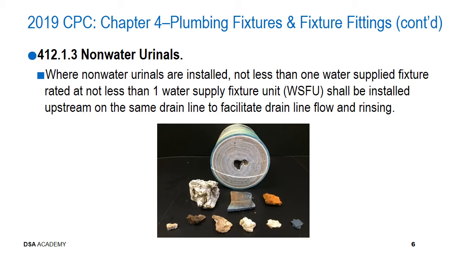So where non-water urinals are installed, it's required now that not less than one supplied fixture, rated at not less than one water supply fixture unit, is installed upstream of the line. And what this does is this actually makes sure that water is flowing out of the outlet of the non-water urinal. Now obviously that doesn't include the piping coming directly from the non-water urinal to the branch line, but it does help to mitigate some of the buildup of sediment.